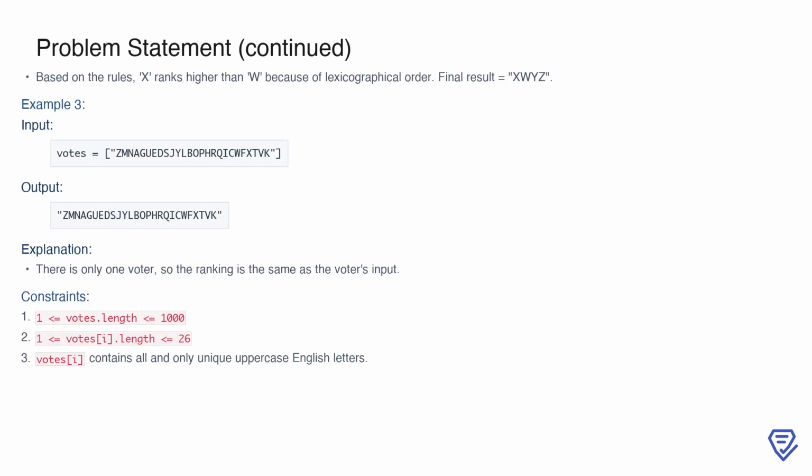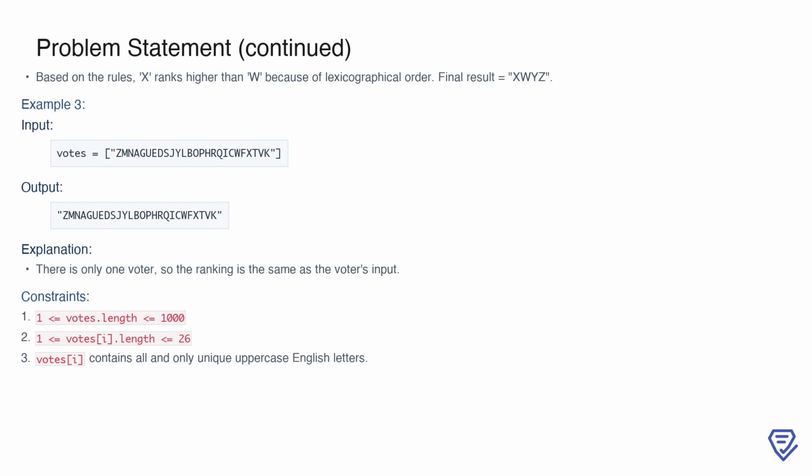In the second example, the final ranking is determined by comparing the votes for the first position. X remains ahead of W because it has the same number of first-place votes but higher overall consistency in the rankings. When there's still ambiguity, lexicographical order is used to break ties, but in this case, it isn't needed. The final output is XWYZ.